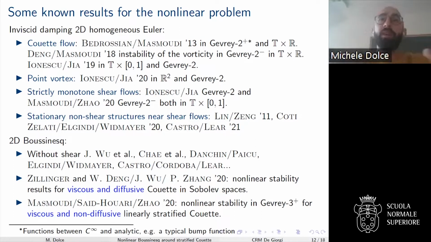And these basically are all the examples we know where we do have nonlinear inviscid damping. And in some cases, which I'm not going to explain, there can be obstruction to a convergence towards a shear flow.